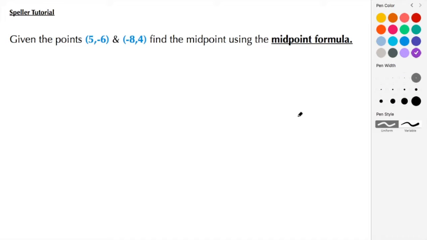In today's tutorial, we're going to learn about the midpoint formula. Given the points (5, -6) and (8, -8, 4)... find the midpoint using the midpoint formula. All right, let's begin by writing the midpoint formula.